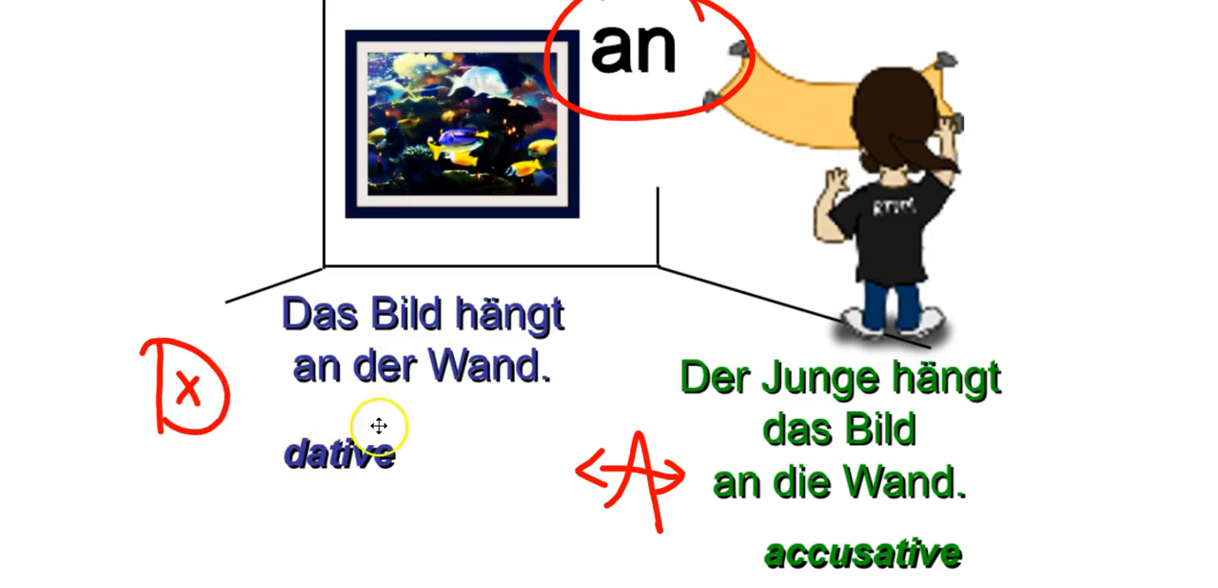So that's the difference. This is accusative, action. So die Wand takes accusative, die Wand. Here, dative, that is, location. Die Wand becomes der Wand because it's now dative, because the picture is located there. So action, the person is hanging. Location, it's there.